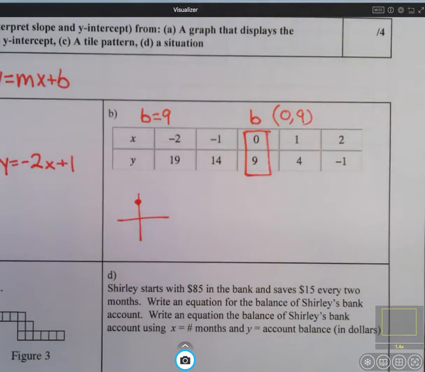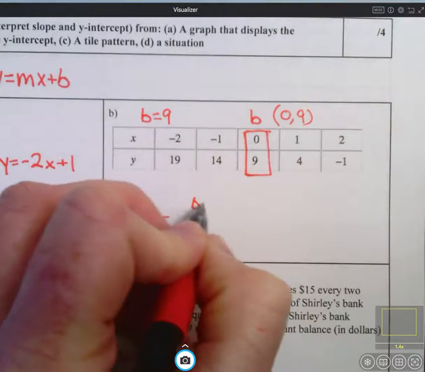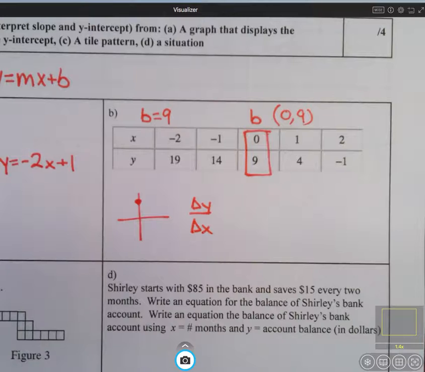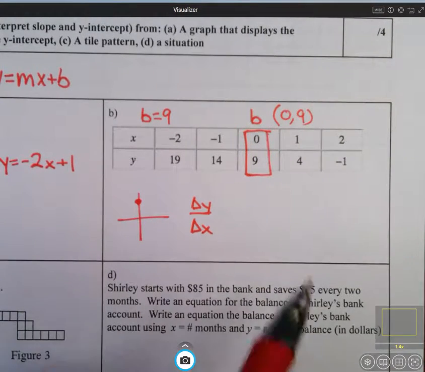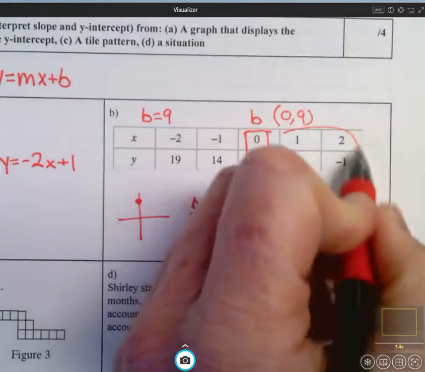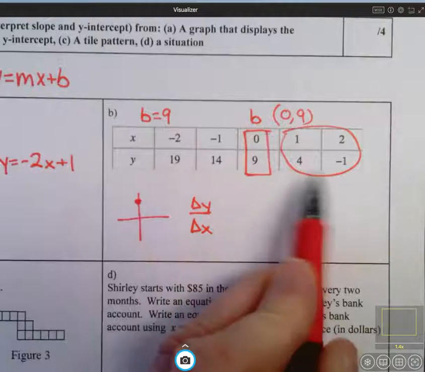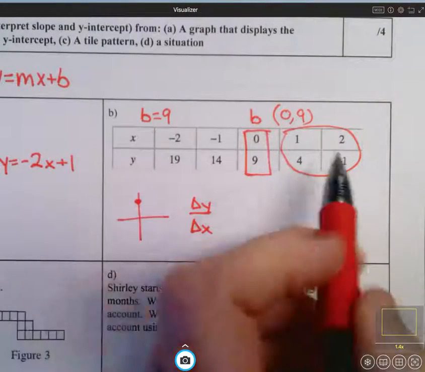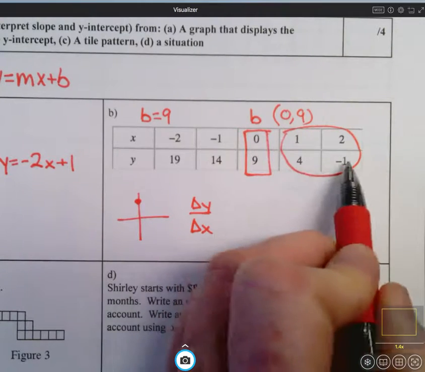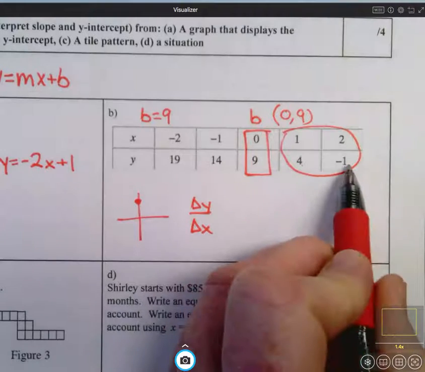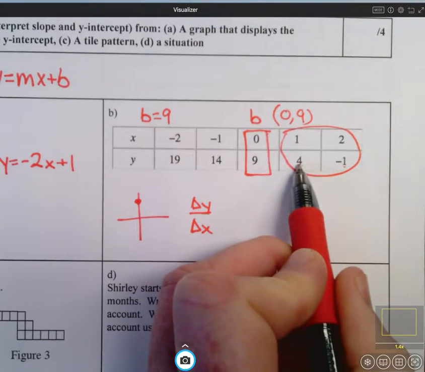So now we need to find our slope. Change in y, change in x. So I'm going to go ahead and pick any 2 points really you could choose. So let's pick these 2. Okay, so my y went from 4 to -1. So I'm going to subtract, and I can go -1 minus 4 and 2 minus 1, or I could go the opposite way. So I'm going to go -1 minus 4.